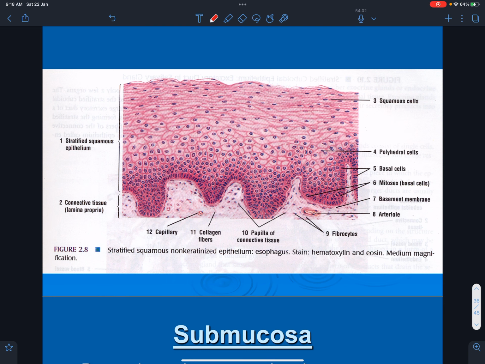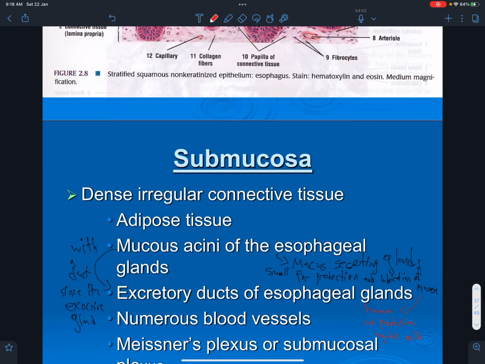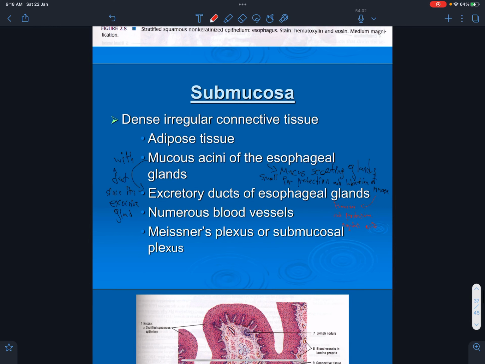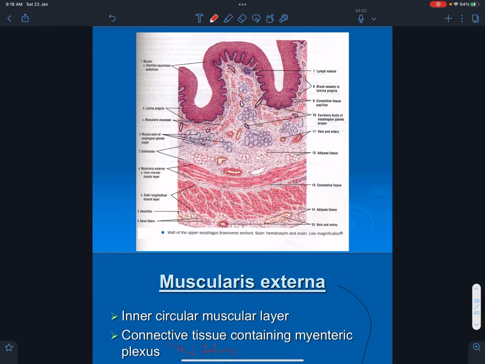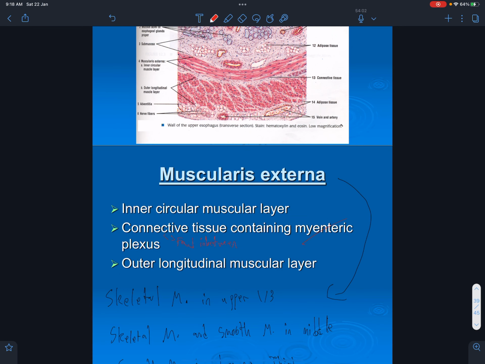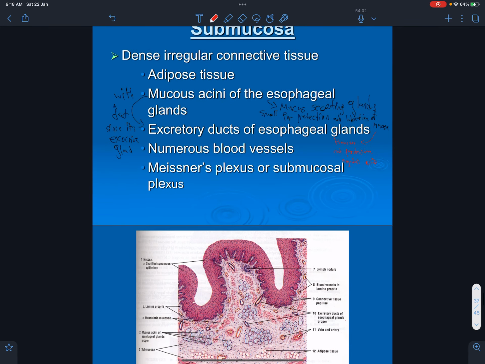Easy, stratified squamous epithelium, non-keratinized. And here's the submucosa. The most important thing you need to know, they contain the esophageal glands with their excretory ducts and the submucosal plexus. And by the way, the submucosal plexus and the myenteric plexus that we're going to look into here in the muscularis externa, these together form your gut brain. They form your enteric nervous system, okay? As you know from lesson 1 of physiology, the overview that is, all right?